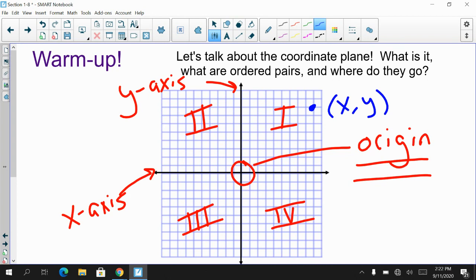The first blue dot I put there is 1, 2, 3, 4, 5, 6, 7, 8, 9 to the right. So I counted 9 this way, and then 1, 2, 3, 4, 5, 6, 7, 8 up. So the coordinate would be 9, 8. I hope that's a review from middle school, kind of refresh your memory on graphing. And now we're going to tie this into what we did last week with equations.